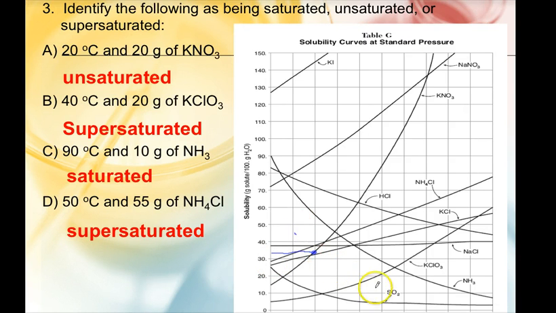The next one is KClO3 at 40 degrees. And where is KClO3 at 40 degrees? Here's the line for KClO3. You've got to be careful. That might be, let's say, 17. Well, if you have 20 grams, but it can only hold 17, that's a supersaturated solution.